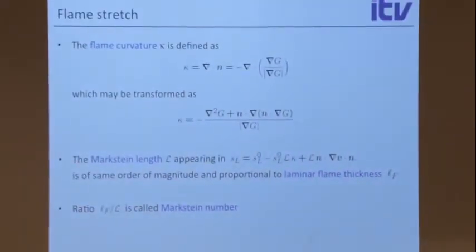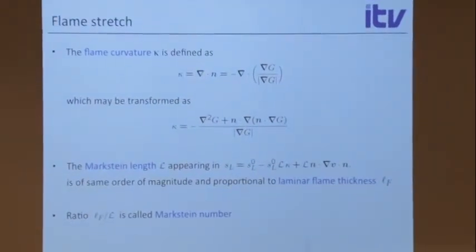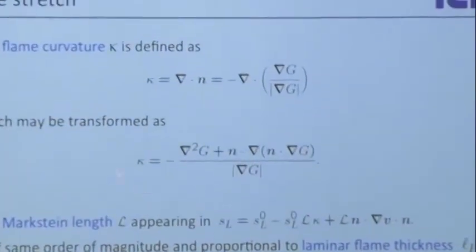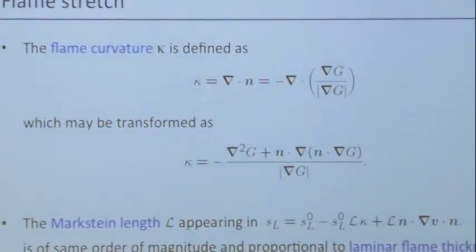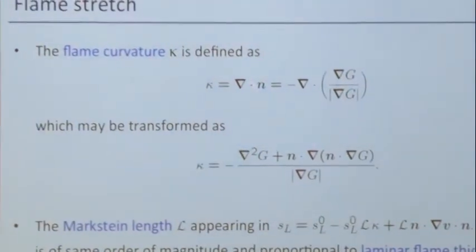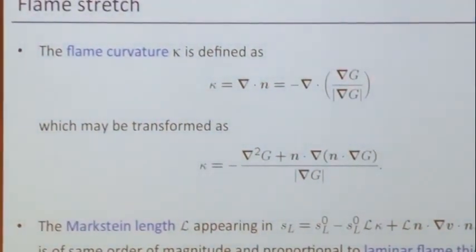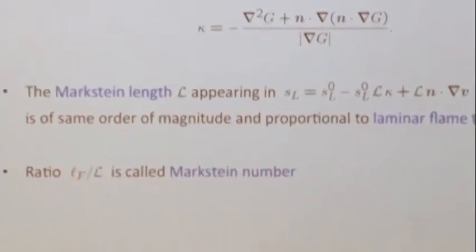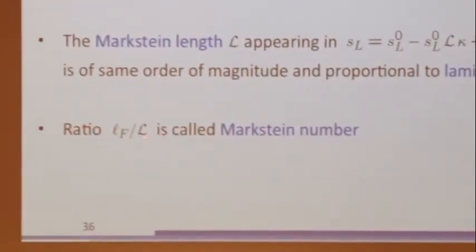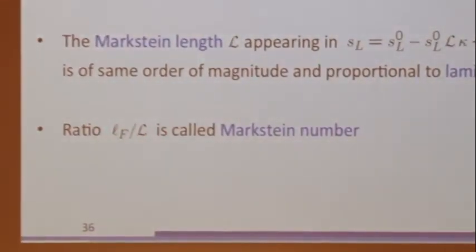So curvature here is given like this, or can be written like this. Again, the curvature is just the divergence of the normal vector, and the normal vector here was expressed in terms of this G field. And then, that's what I just said. It's of the order of the flame thickness, but not exactly the flame thickness. But you can call this ratio, the flame thickness over the Markstein length, the Markstein number.